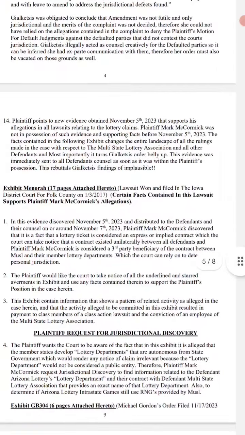Okay. 13. Gialketsis' order is without governing law to support it and must be reconsidered, vacated, and the default judgment must be granted in accordance with the law, whether Gordon or Gialketsis feels disdained about it or not.